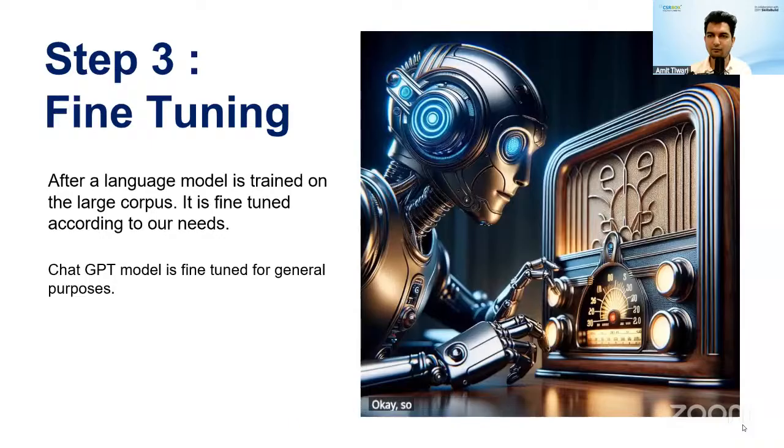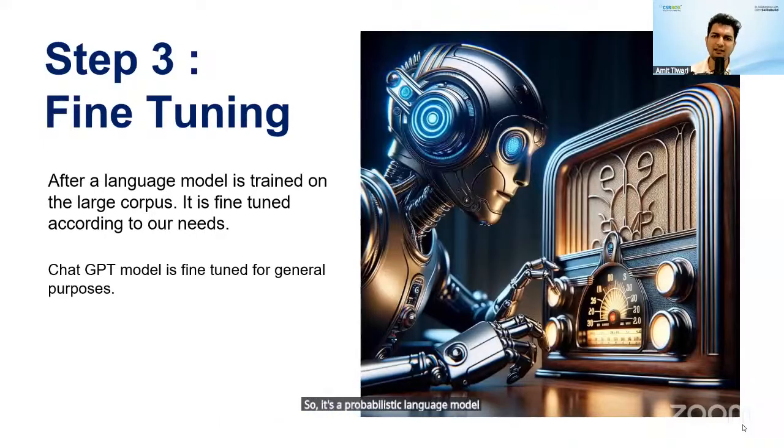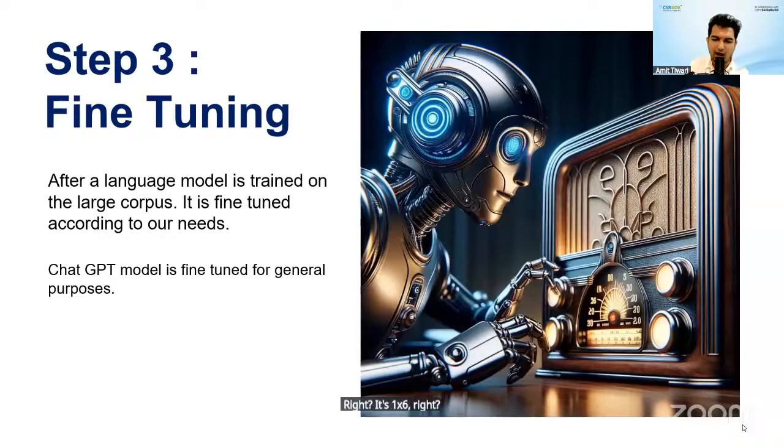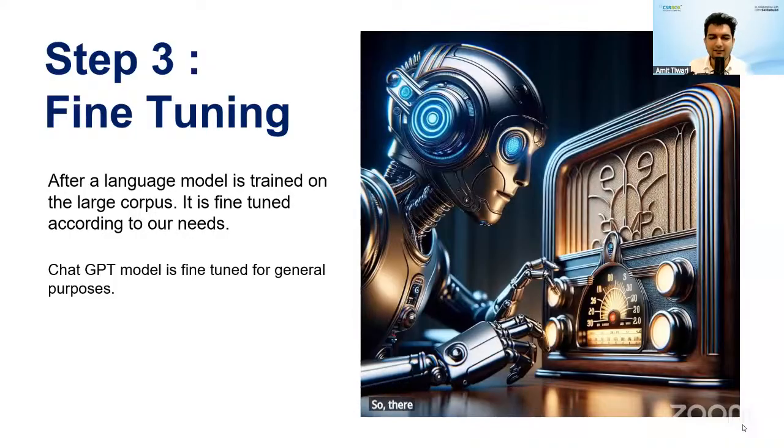One interesting question I got was how LLMs know that they don't have to repeat their answer. It's a probabilistic language model, so they can repeat. What is the probability that I roll a dice and a six will come? It's 1 by 6. Out of six chances, there is one chance that I get a six. And what is the chance that I get a six after a six? That can again be 1 by 6 into 1 by 6, or whatever probability calculation. So there is a chance that a large language model can repeat its answer.